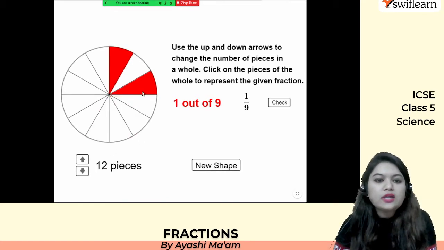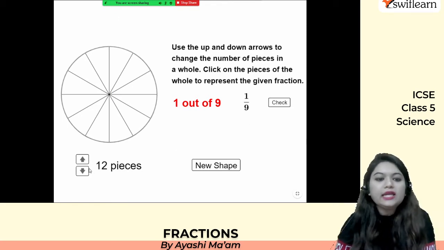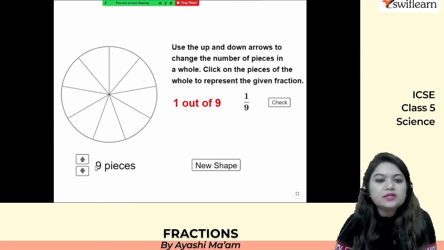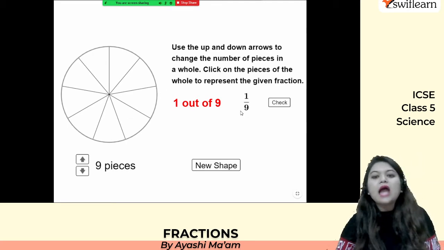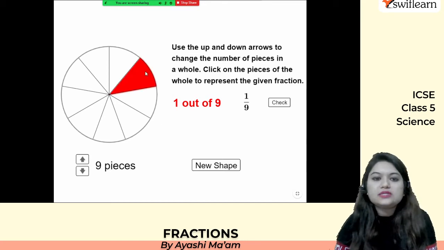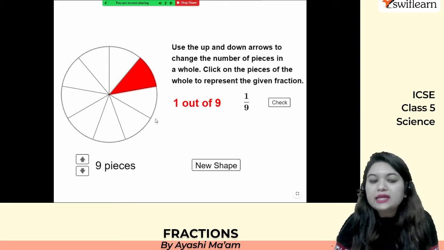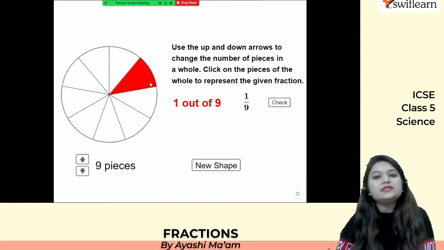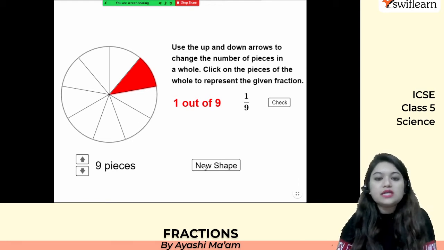All right. So let's try to represent 1 out of 9. That means the denominator is 9, meaning they are asking for 9 pieces in total. So here we have our 9 total pieces, and out of these 9 total pieces, they want to represent only 1 piece. So see, this fraction will now be 1 by 9, right? Because the total number of pieces is 9 and we are representing just 1 piece in red color. Therefore, this is the correct representation.